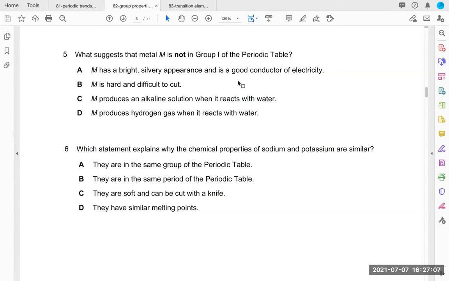M has a bright silvery appearance. Yes, group 1 is metal, they will do that. Good conductor of electricity. Yeah, they have metallic bonding, so true. M is hard and difficult to cut.